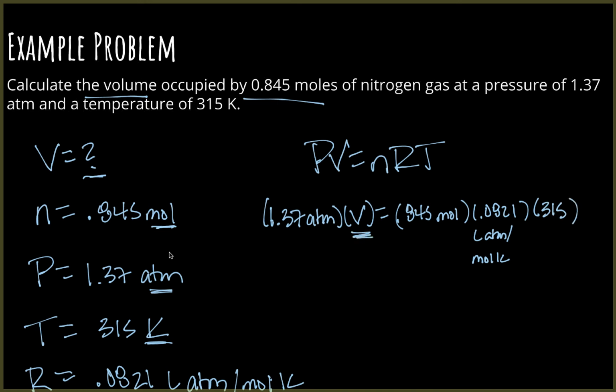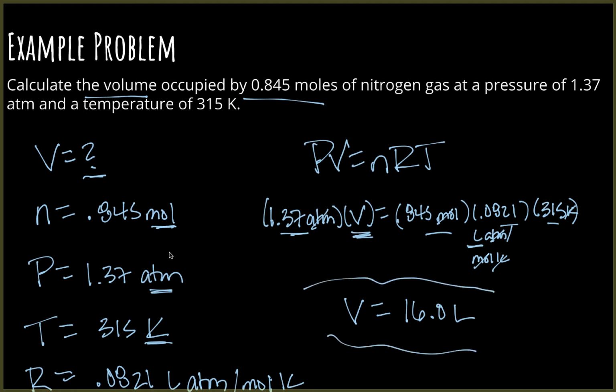I'm going to multiply all of these together and then divide by the 1.37 to get volume by itself. And if you look at the units, atmospheres will cancel, moles will cancel, Kelvin will cancel, and I'll be left with liters. When I solve that, I'm still going to use my sig fig rule. So I have 3 sig figs here. I have 16.0 liters of nitrogen gas.